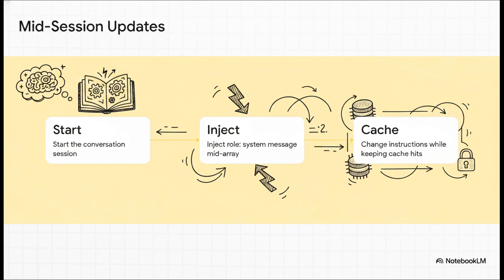You're no longer paying the heavy compute cost of reprocessing your entire prompt just because you needed to tweak a tiny instruction halfway through a task. And the best part? No beta header required. It is ready to go right now.